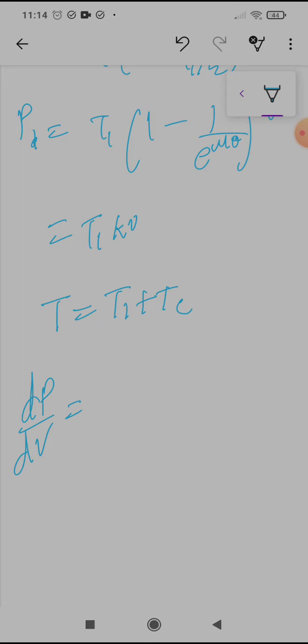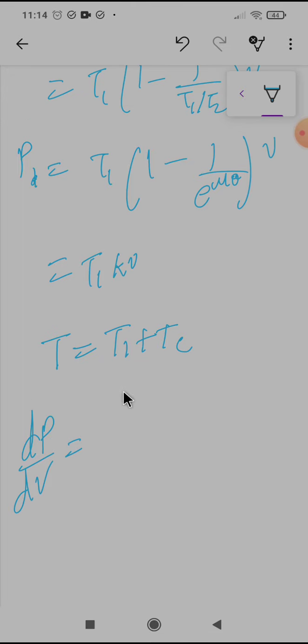So dP by dv is equal to, here it is T1. Sorry, instead of T we are putting T1 plus TC. So how will we find it? T1 we have to replace here. If I make T1 the subject, we are left with T minus TC. So here instead of T1, it will be T minus TC into kv. So our formula for power is T kv minus TC kv.